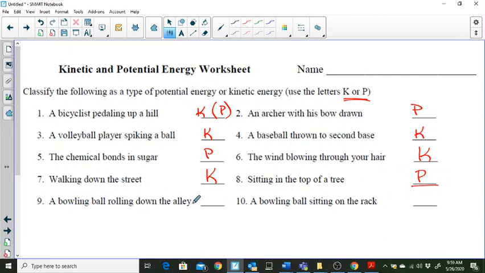A bowling ball rolling down the alley. Well, that's kinetic. It's moving down the alley. A bowling ball sitting on the rack. It's not doing anything. That's going to be potential. Interesting how the first one, perhaps some confusion.